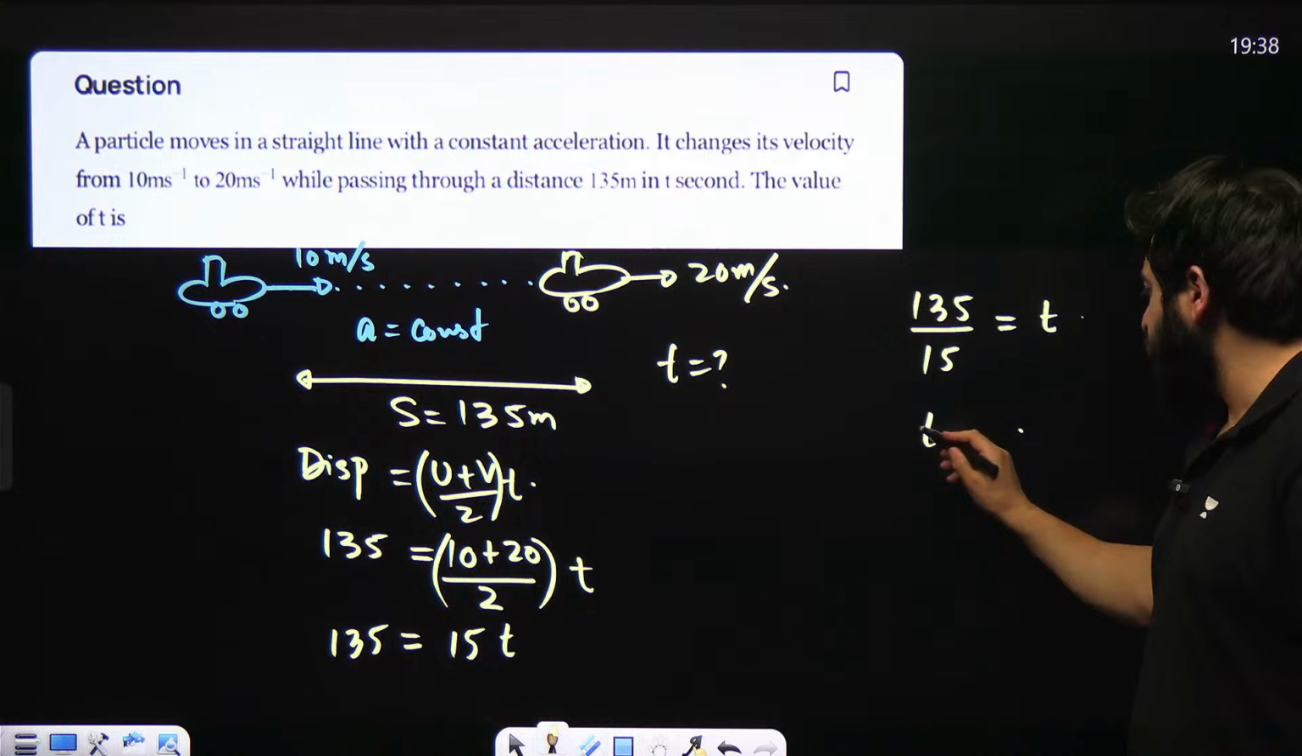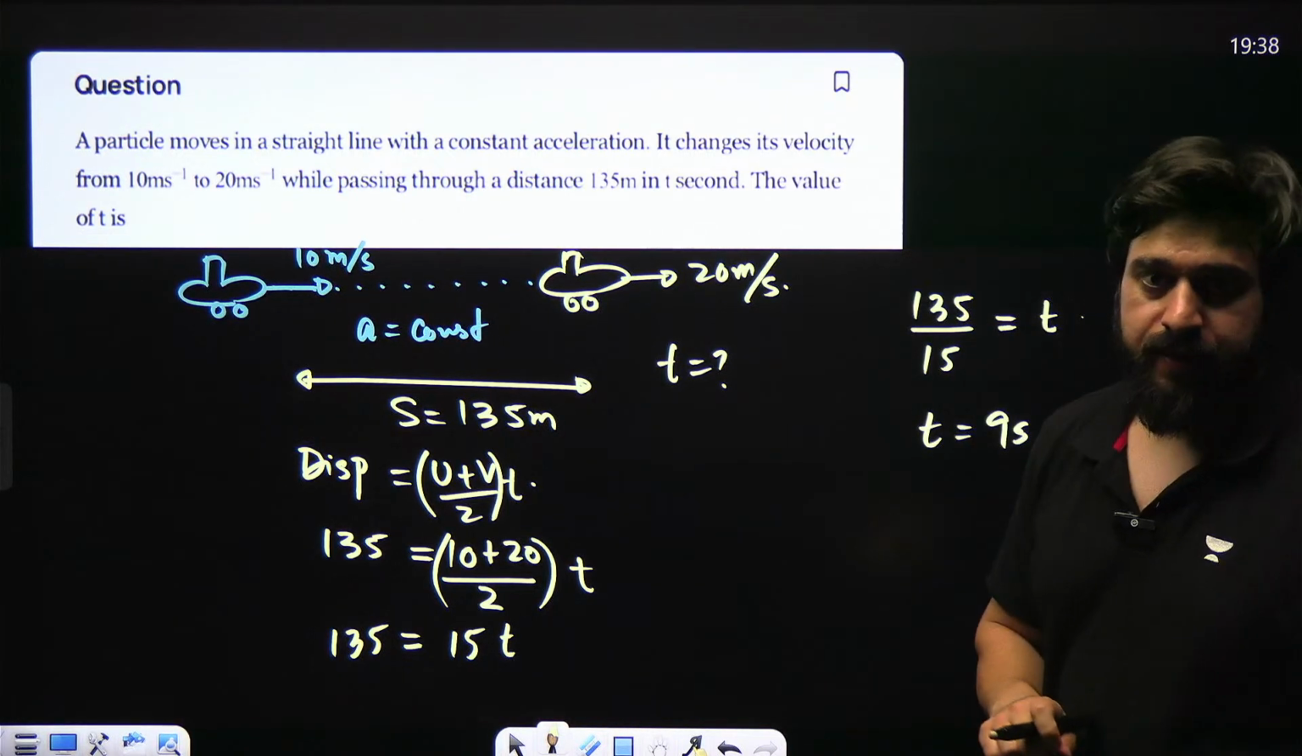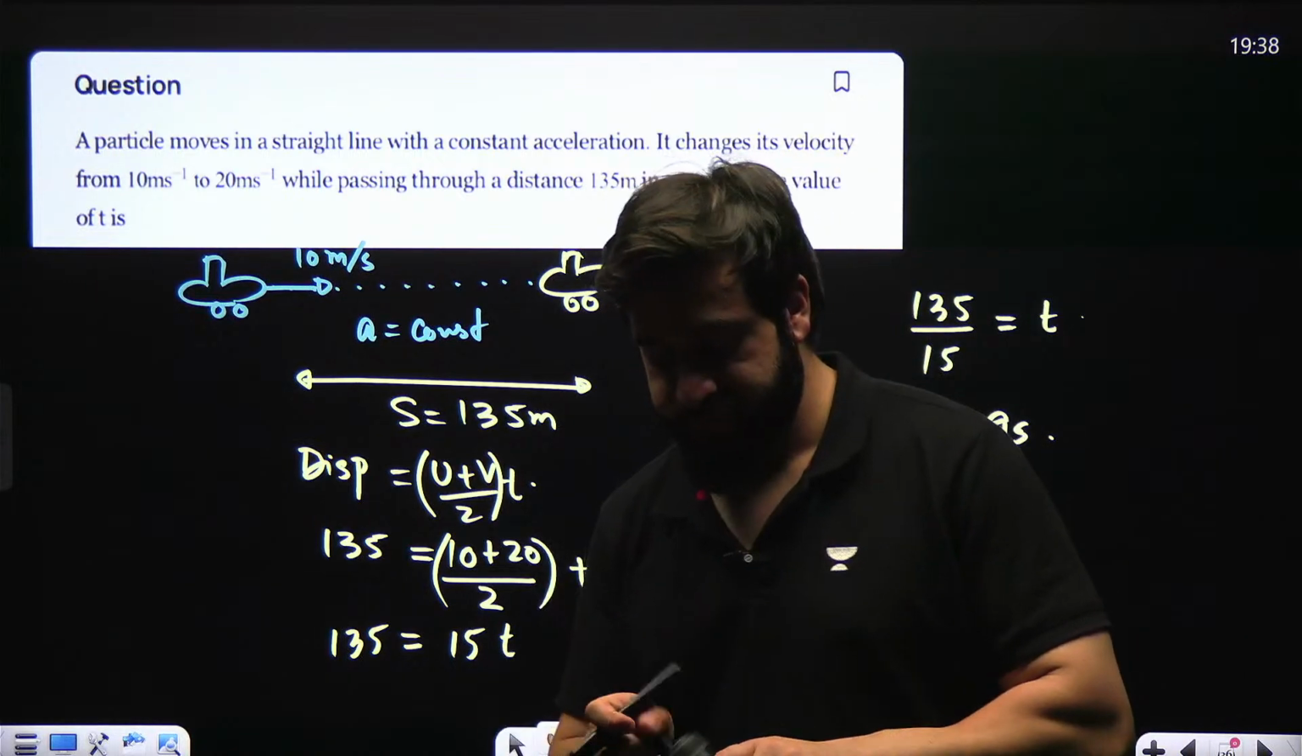Okay, so time here will come out to be 135 divided by 15, so it will come out to be 9 seconds. So time is 9 seconds over here.